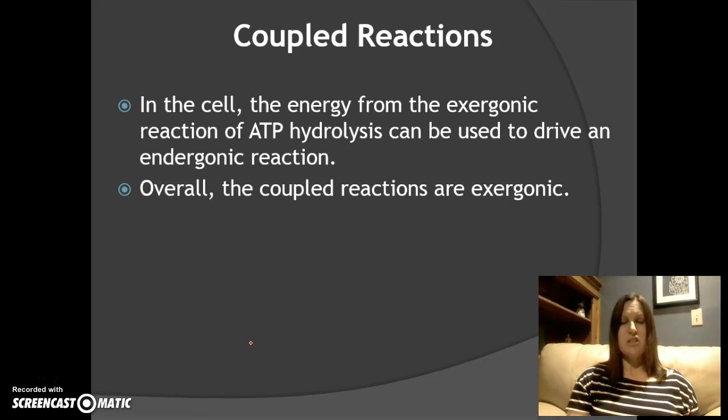Okay, now, so coupled reactions. In the cell, the energy from the exergonic reaction of ATP hydrolysis is going to be used to drive an endergonic reaction. So ATP hydrolysis, which is in your next flip, is going to be the splitting of that ATP molecule in order to push forward the endergonic reaction. Okay, so we're going to take the energy that's being released from this reaction, and we are going to use that to push the other reaction forward, that endergonic. So overall, the coupled reactions are going to be exergonic.